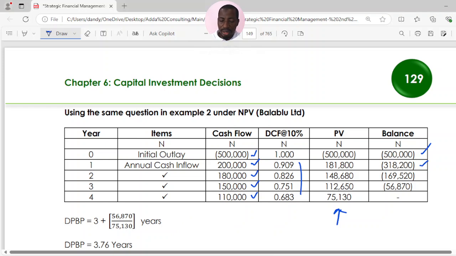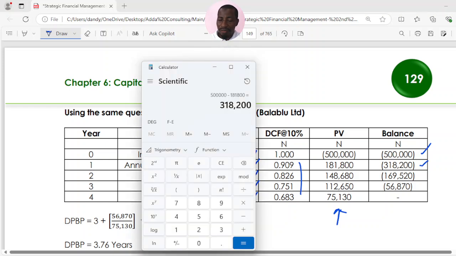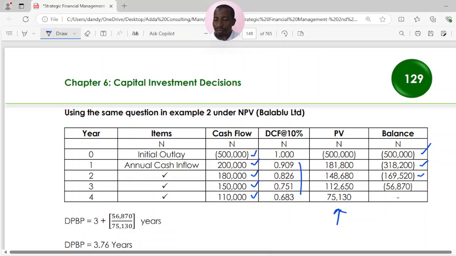Then I will move to the next present value of cash inflow. I would then say minus the next present value, 148,680. So this will give me 169,520. So at the end of year two, I've recovered up to the point that I have the balance of 169,520.